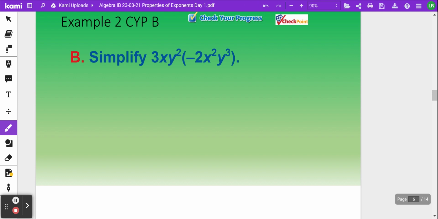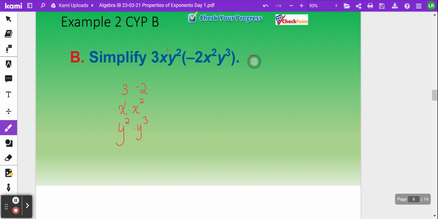Okay, bases that are numbers. I have a 3 and I have a negative 2 that are being multiplied together. Then I have my x's. Remember, that's x to the first. And I have x squared. And then I have my y's. I have a y squared and a y to the third.